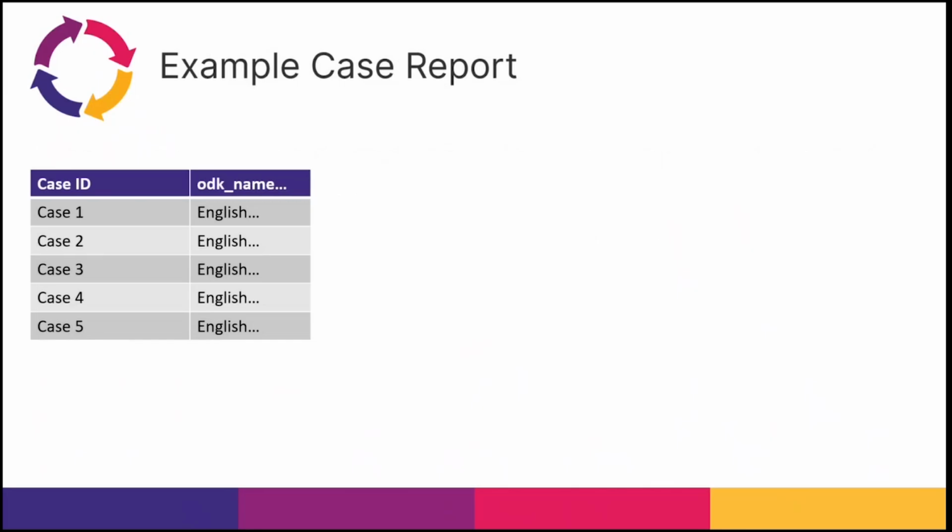Okay, so let's talk about our case report now. After step 2, let's say we've selected English and we want the ODK names. So now we just know that we're going to have rows representing our various cases. Let's say we've picked our form, we've picked the referral form. We're going to be building a referral case report to see our open status referrals in the system. So this is what we have after step 2.